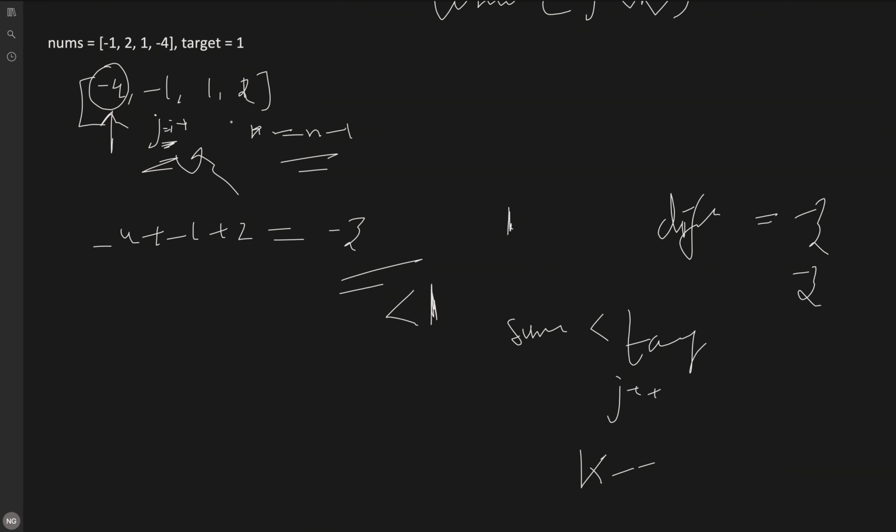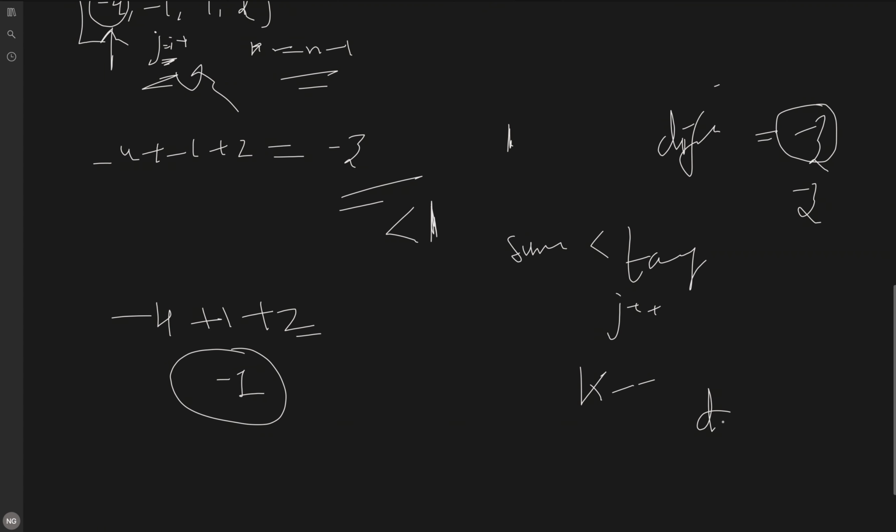So that's the idea. Now when we updated j, the new triplet becomes -4 plus 1 plus 2. This is the new triplet and the sum is -1. As you can see, the absolute of -3 is greater than the absolute of -1, so we will update our diff with the new value -1. Again we need to update our result, which we are keeping so that we can return it in the end. So that will be updated with -1 as the result.